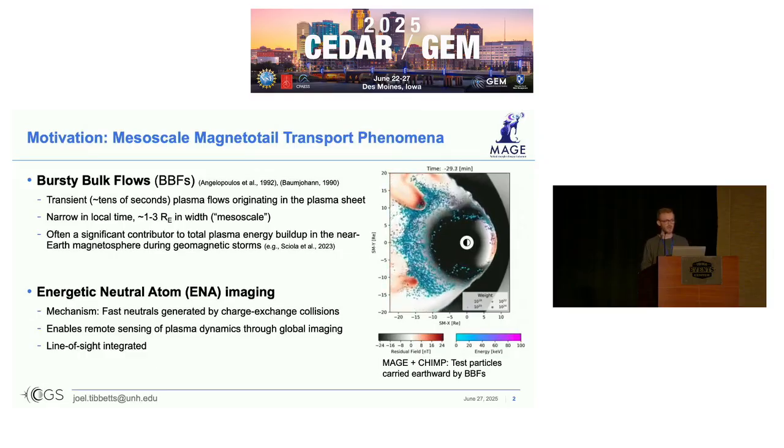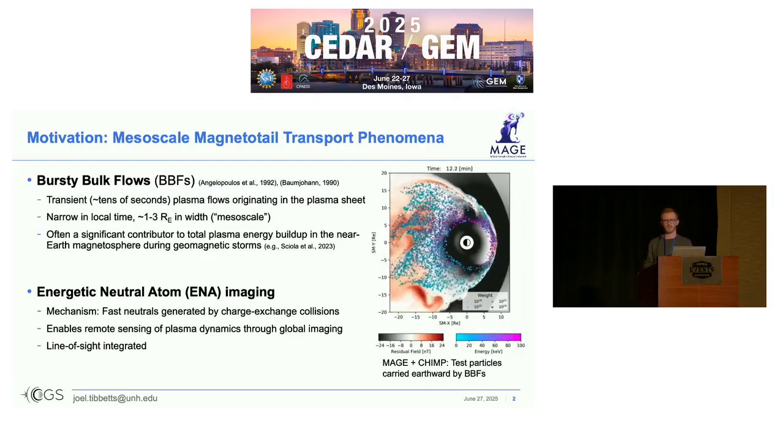So Anushree already gave a great introduction to the features that we're looking into studying with this technique, so I won't go into detail on that. But I will say the general goal of this project is to investigate the science questions around how effectively we could use an imaging technique like this to identify the spatial extents and temporal characteristics and other energetic components of things like bursty bulk flows and other transient phenomena in Earth's magnetotail, which are pretty important during geomagnetic storms and substorm times.